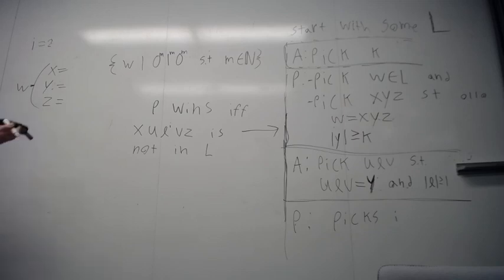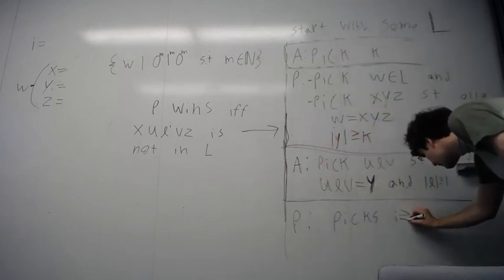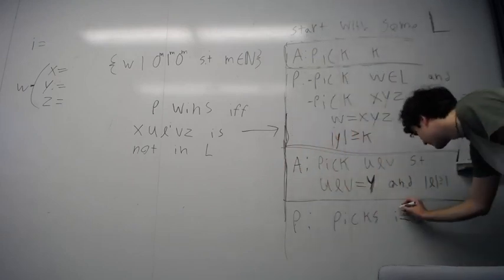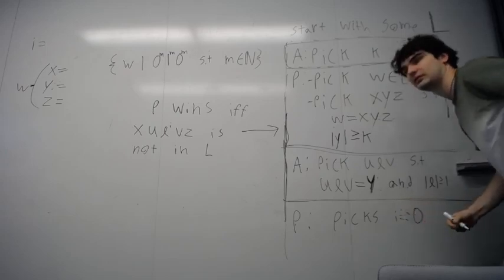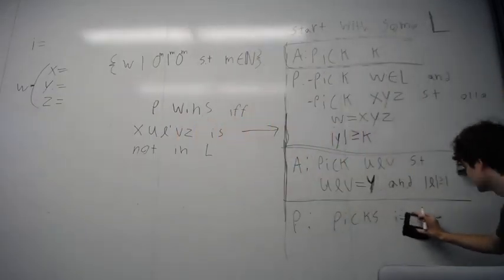I'll show another trick with this, which is, let's see. Fun fact about i. It's greater than or equal to 0. Picks i such that... Can be negative? It can't be negative, but it can be 0.